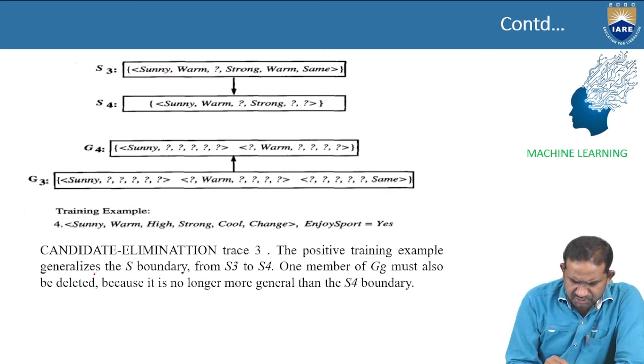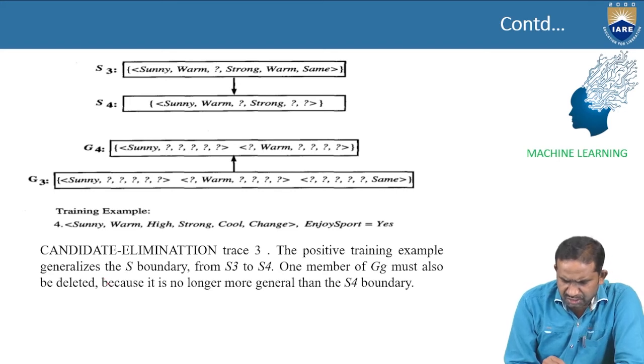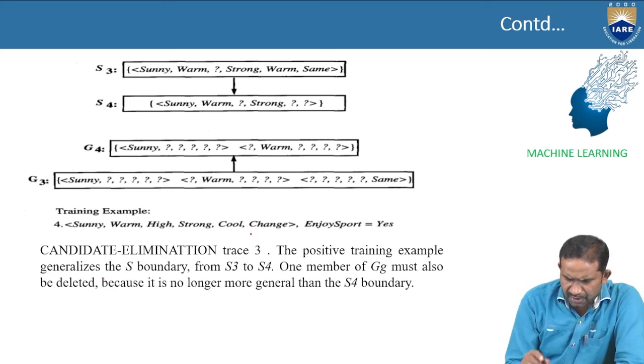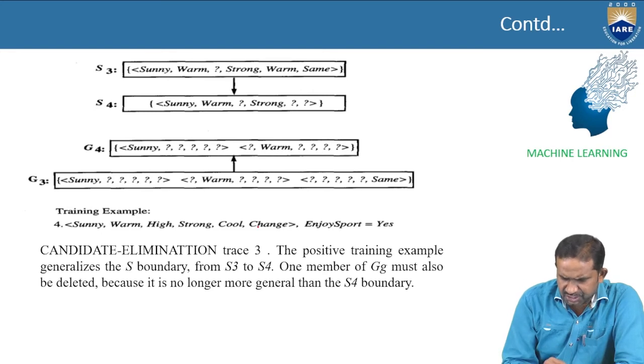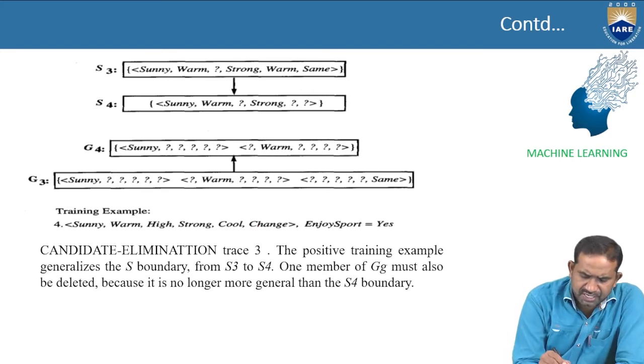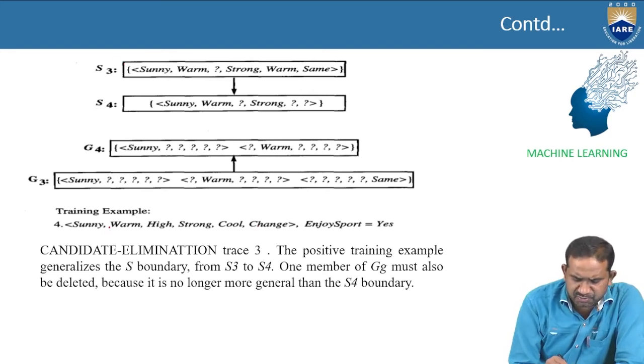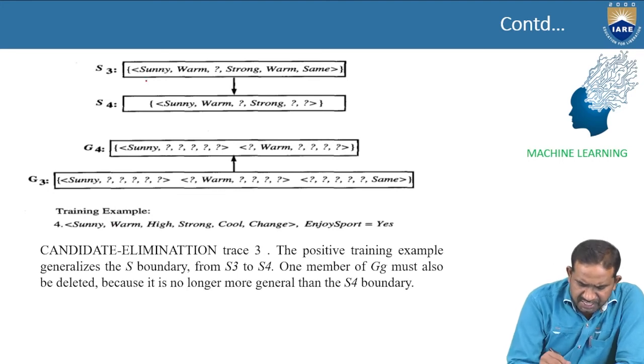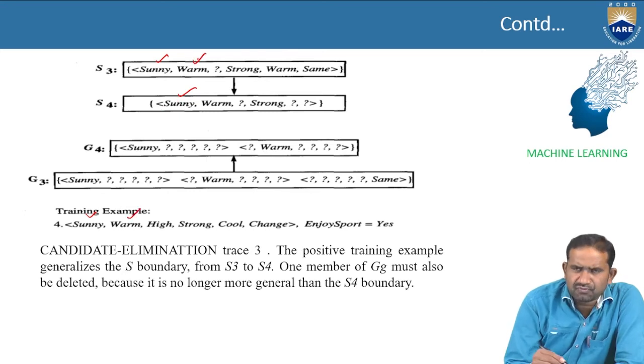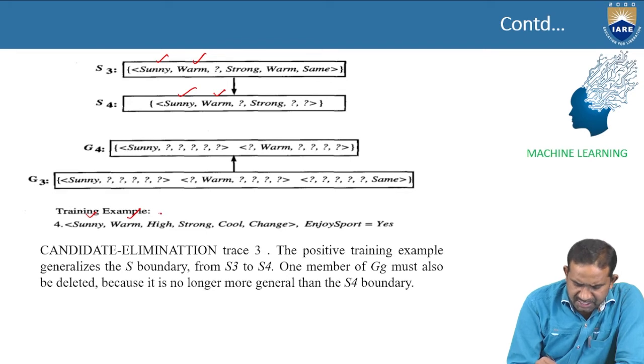Sunny corresponds to sunny, warm to warm, and high to a question mark. Then warm, high, strong: strong is strong, cool is cool with warm, and change is with a question mark. Here S3 is there, and you can take the fourth training example. Sunny is here and sunny is there, so the fourth one is sunny. Warm is here and also warm here, so this one is warm. And here is high.